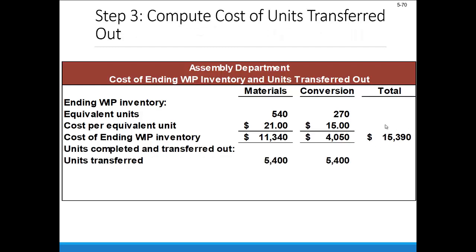If I were to look at the balance sheet for that particular processing department at the end of the period, that's the balance I'd see in that work in process inventory account under assets, $15,390.